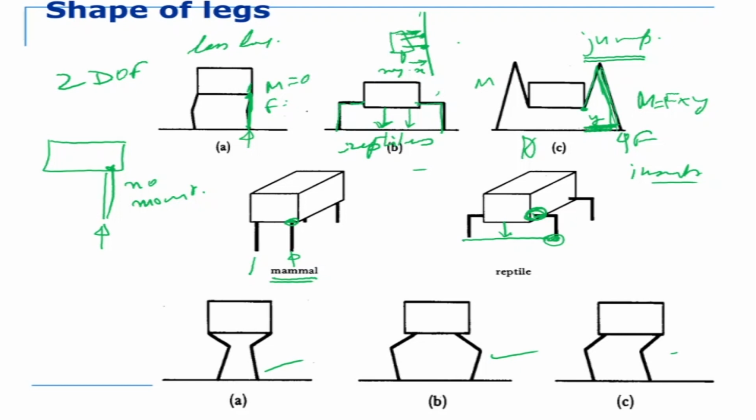Okay, so now I hope you understand why in the case of a mammal the legs are straight down like this. Our legs are like this because the force goes straight through and there is no moment requirement there. Whereas in the case of a reptile, it has to be close to the wall such that the moment requirement is reduced.